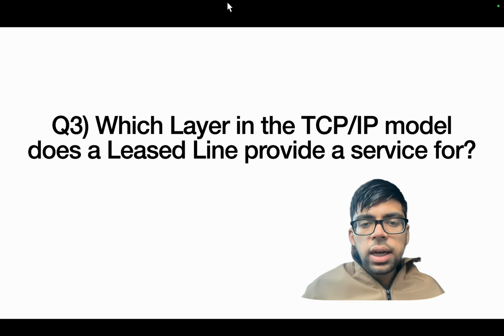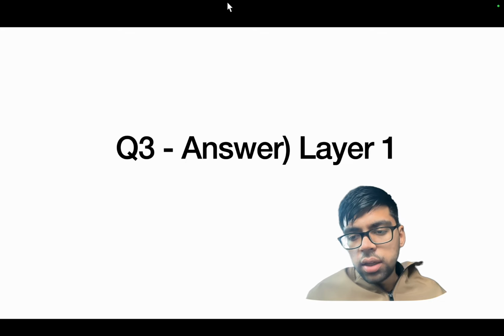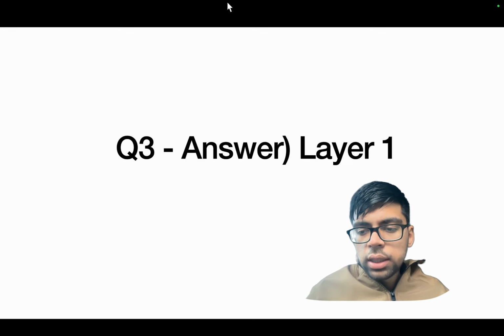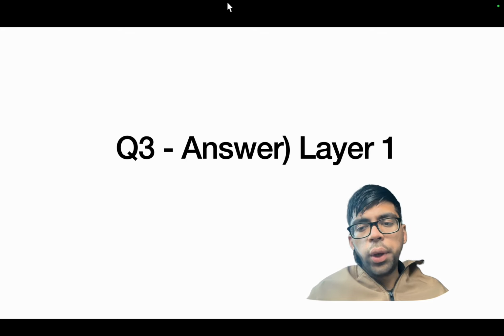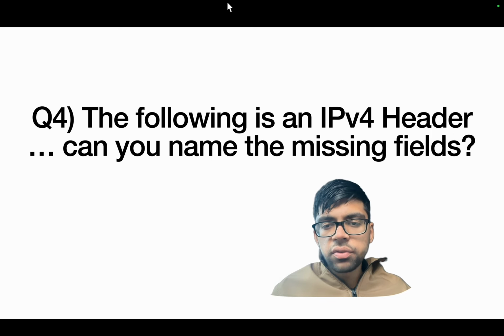Okay, and the answer is layer 1. Layer 1 is the layer in the TCP/IP model which a leased line is providing a service for. Question number 4. I'm going to show you an IPv4 header.